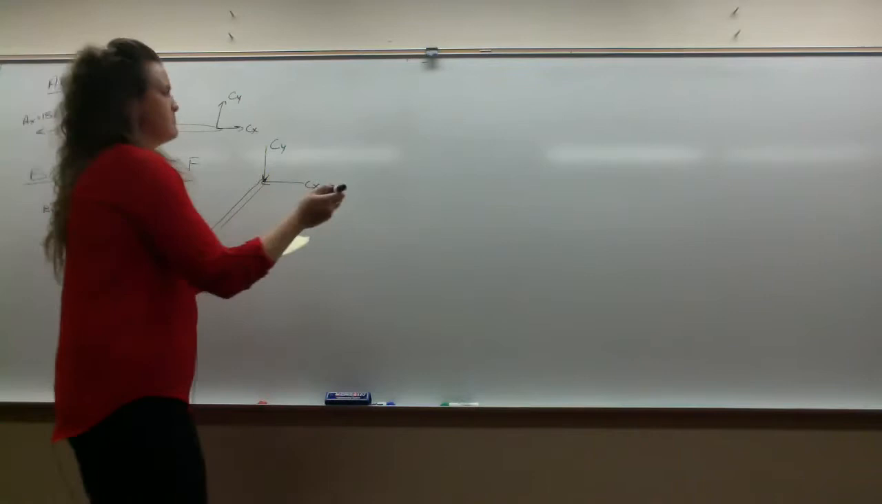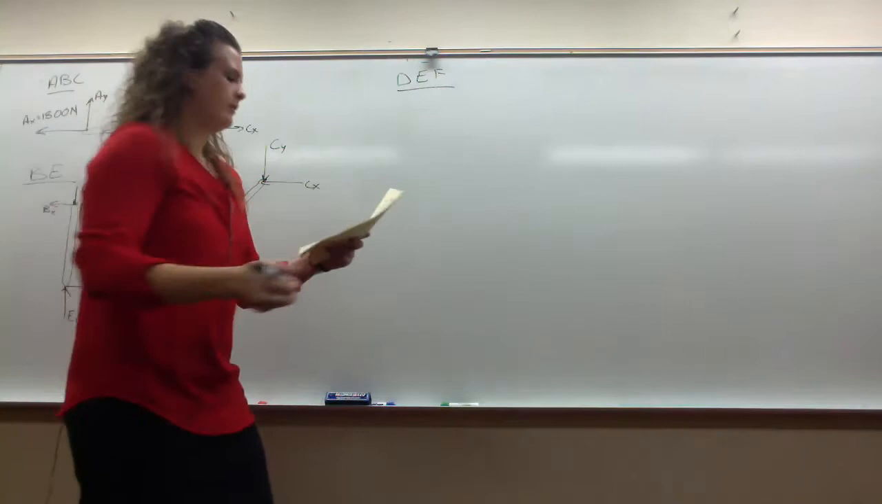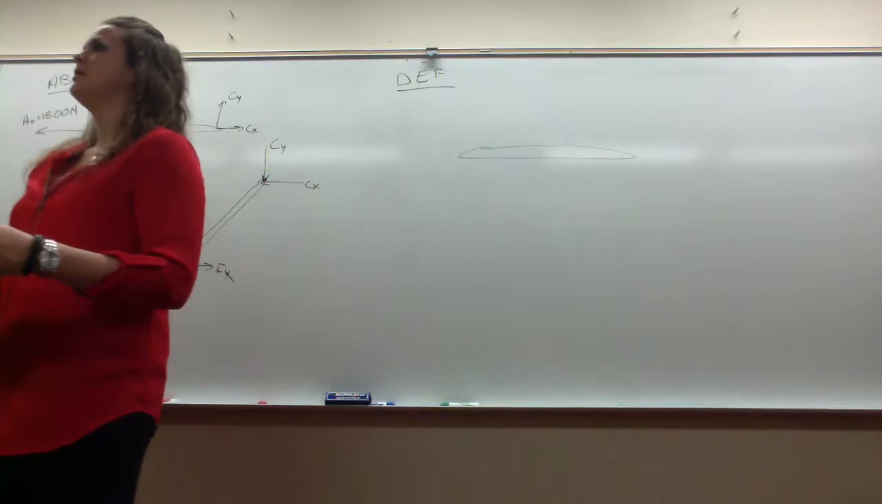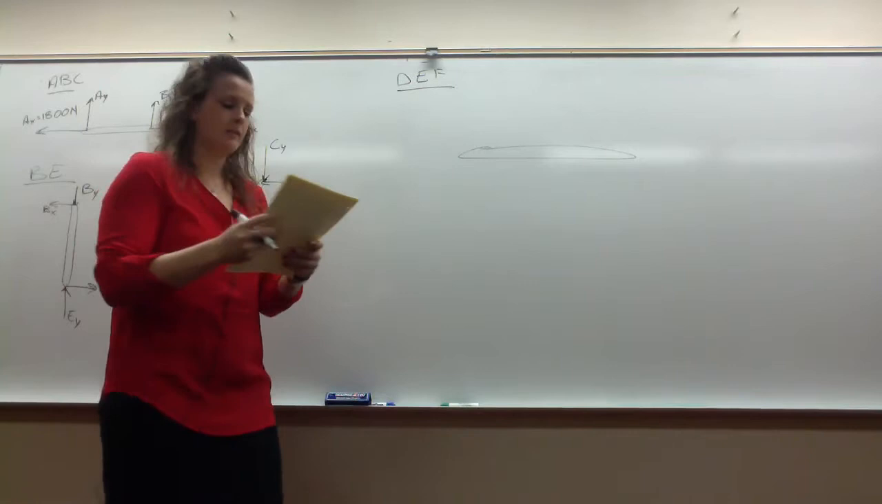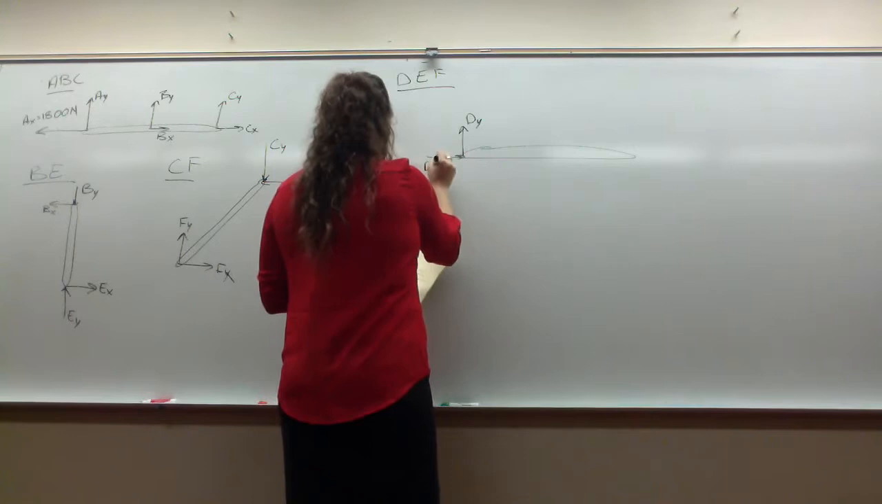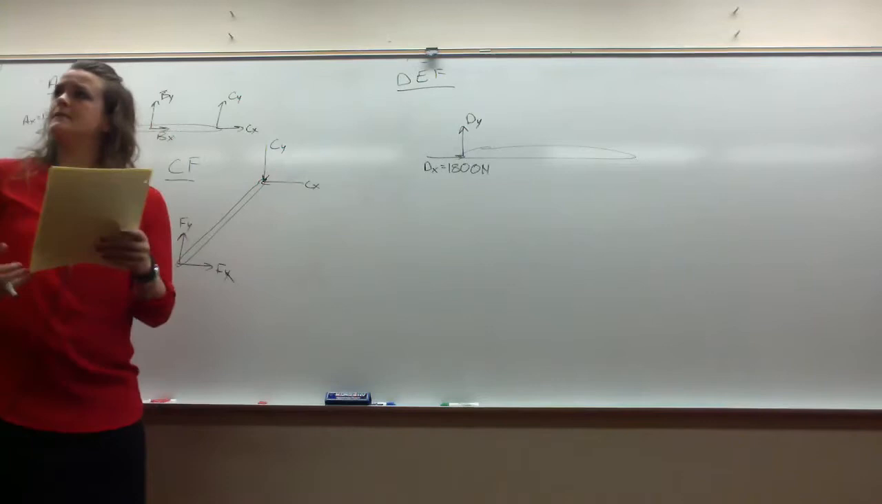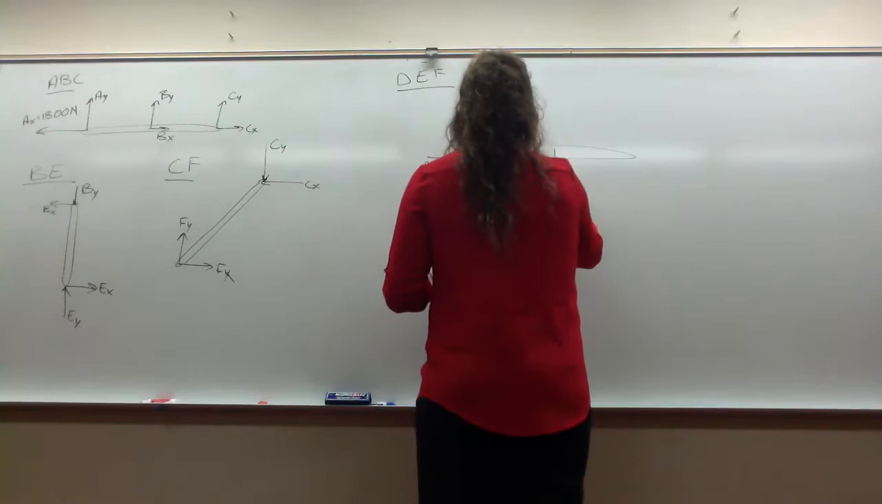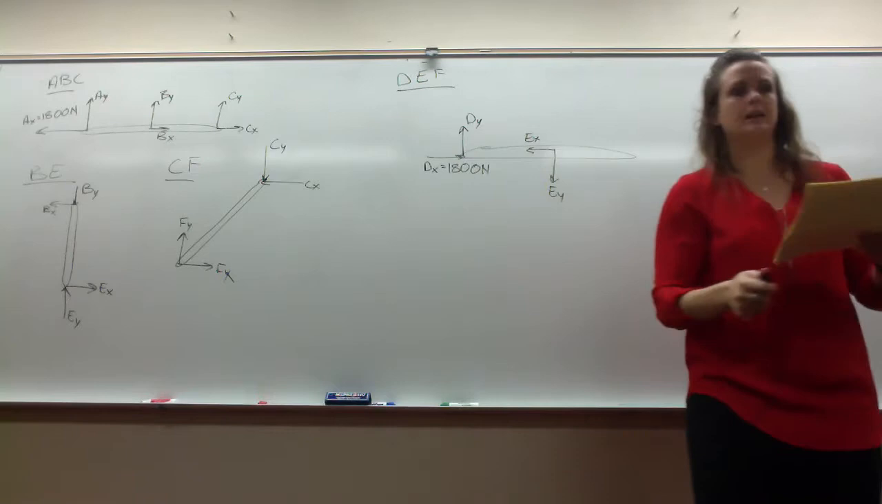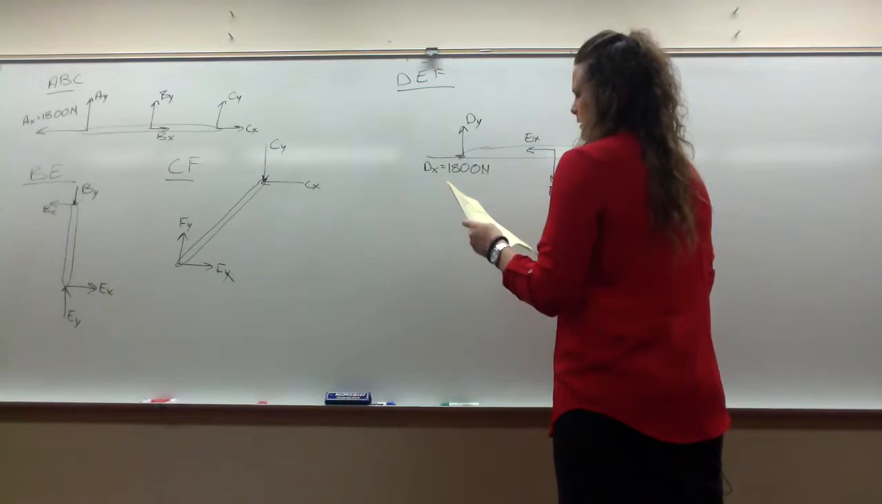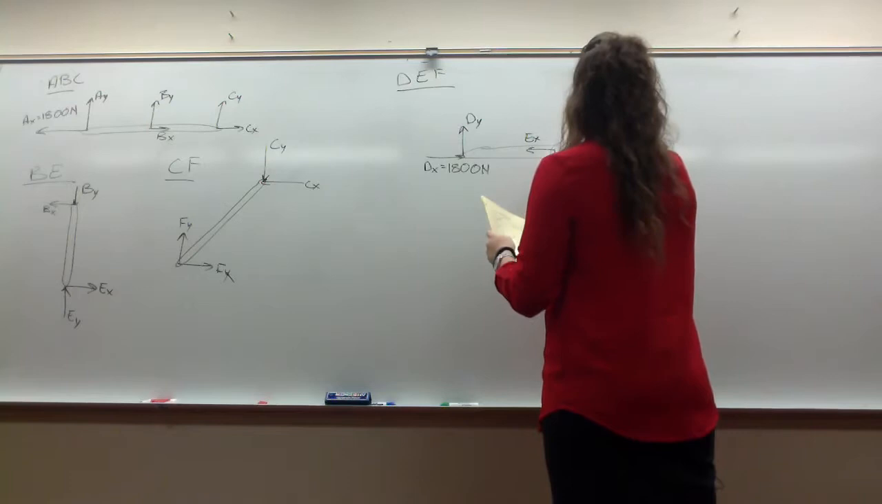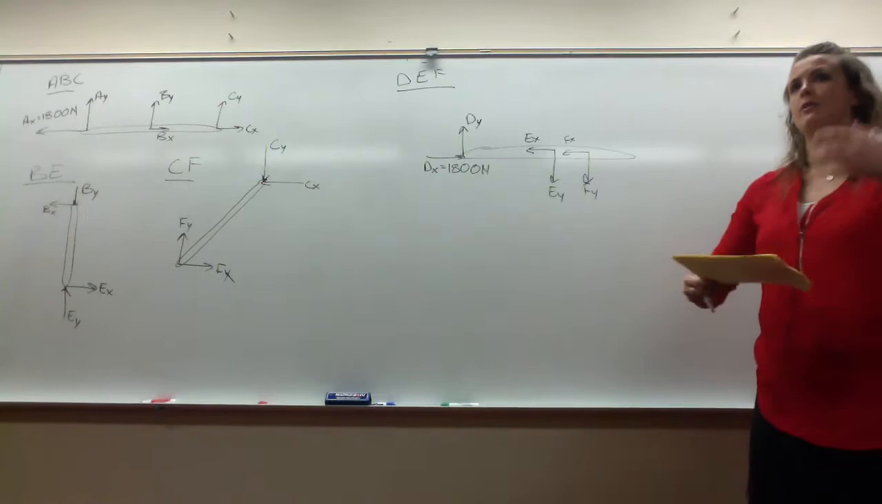Our last member is member DEF, that bottom horizontal member. So Patrick, what forces go on here? The reaction forces at D. We still don't know what DY is, but we know that DX is 1,800 newtons. Then a downward force for EY, and EY and EX, both equal and opposite to what we drew on BE. And a downward FY, FX. And we have our known external force that this whole frame is supporting.